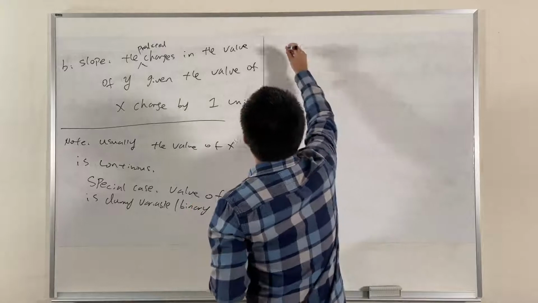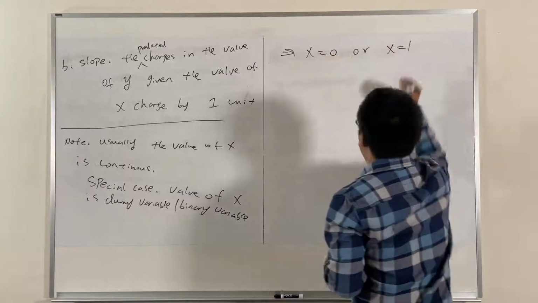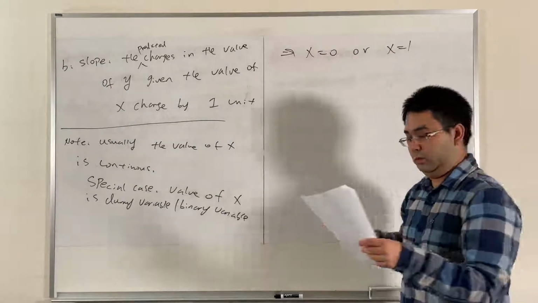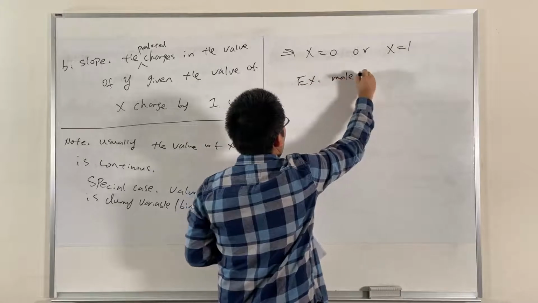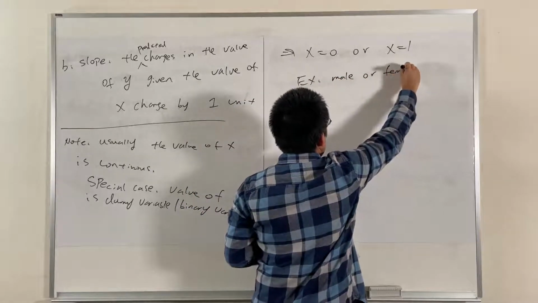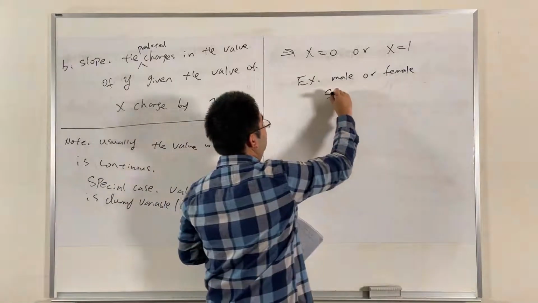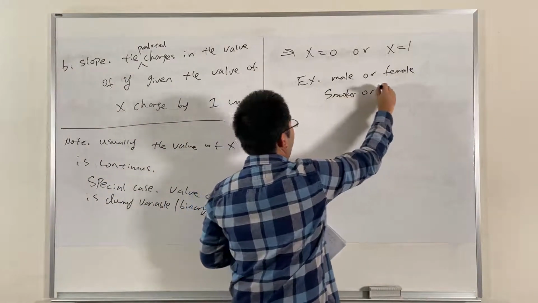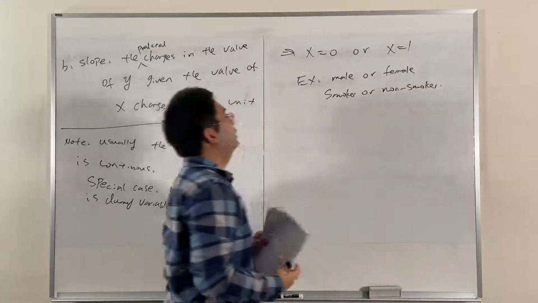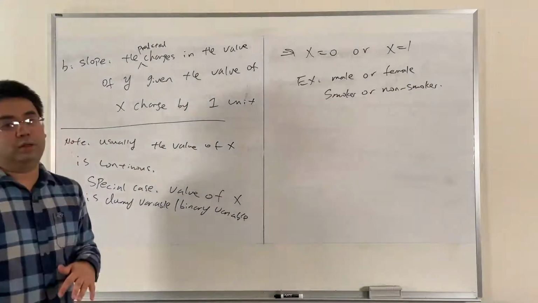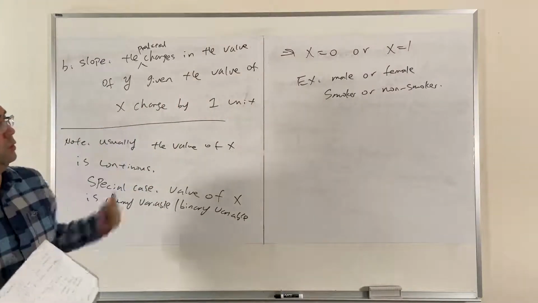So that means x equals 0 or x equals 1, right? So yes or no. For example, male or female, that's one example. And then smoker or non-smoker, yes or no. So in that case, x takes on two values, 0 or 1. Okay, and we'll come back to this when we do an example.